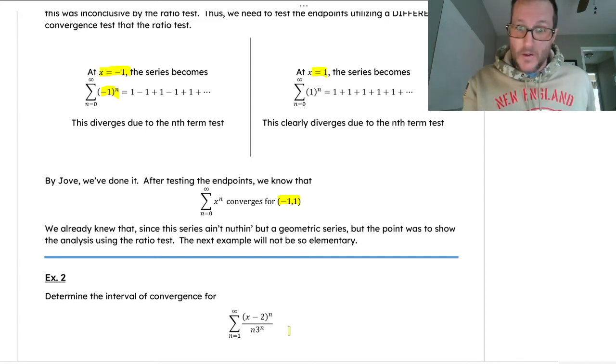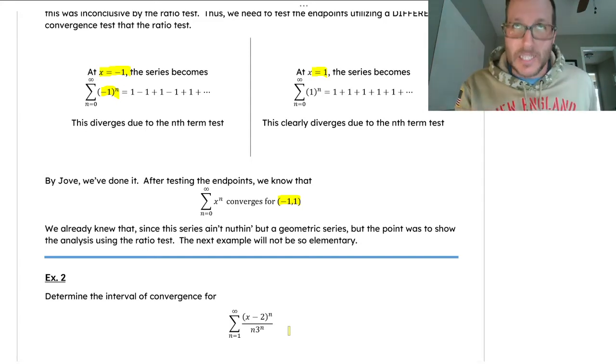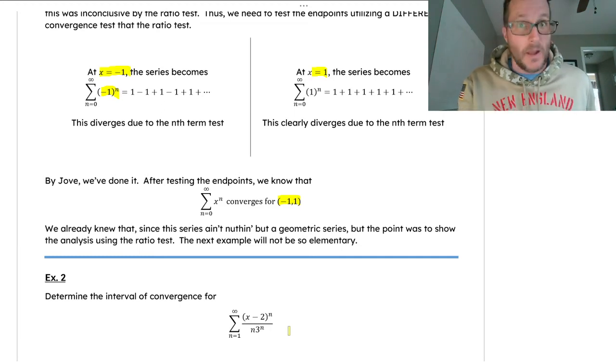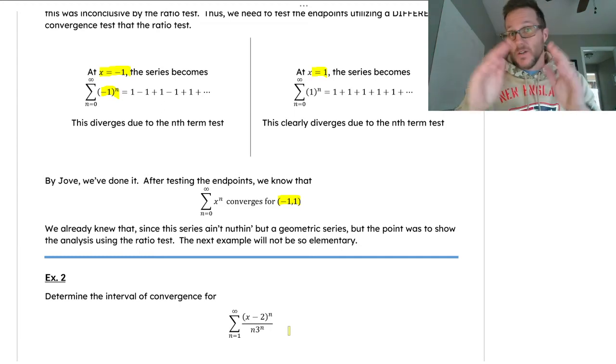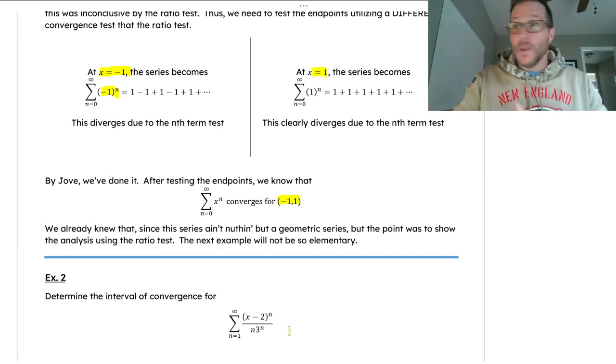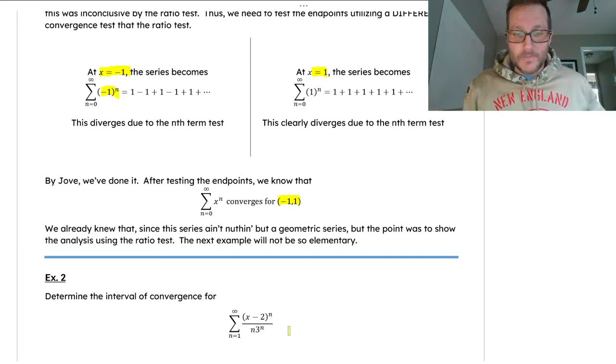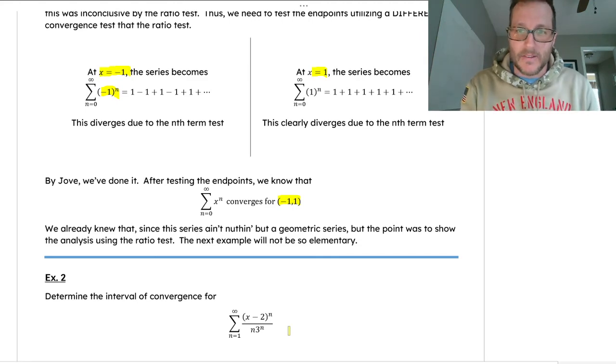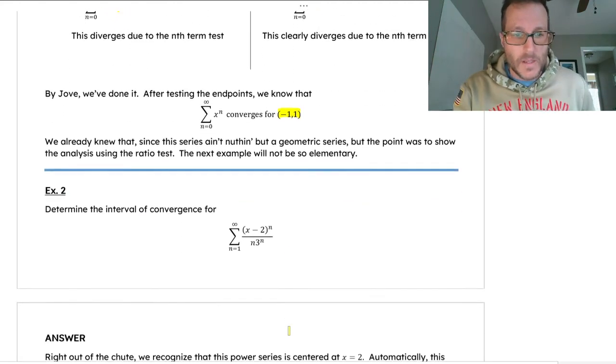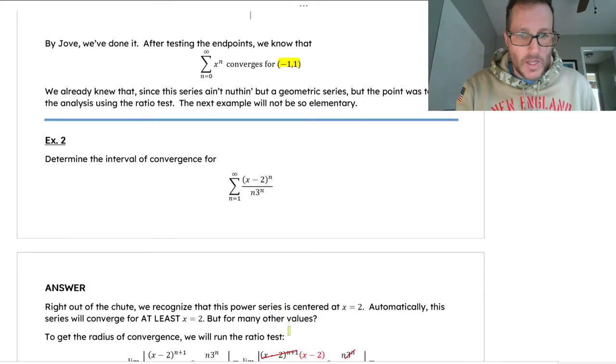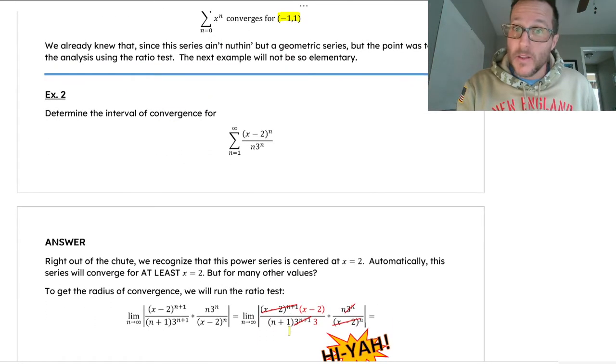All right, so we guaranteed that this thing is going to converge for at least x equals 2. But how much more? Can we converge for a window? Or are we going to converge everywhere? All right, all power series converge at their center, at least. All right, so we're going to conduct the ratio test.